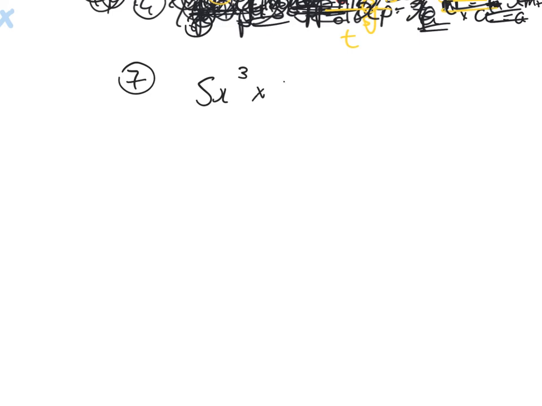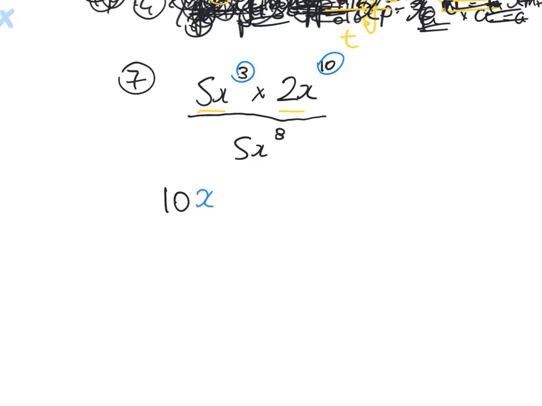Example 7. 5x cubed multiplied by 2x to the 10 divided by 5x to the 8. Let's take care of what's up top. First move, 5 times 2, that's 10. Next move, 3 plus 10 is 13. Divide by 5x to the 8. And then 10 divided by 5 is normal, is 2, and then I need to do the rule for the powers, only for the powers though. 13 take away 8 is 5, 2x to the 5.